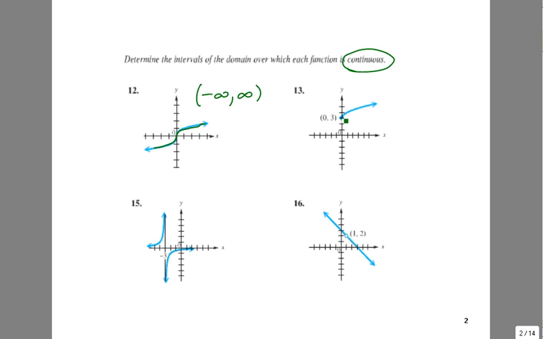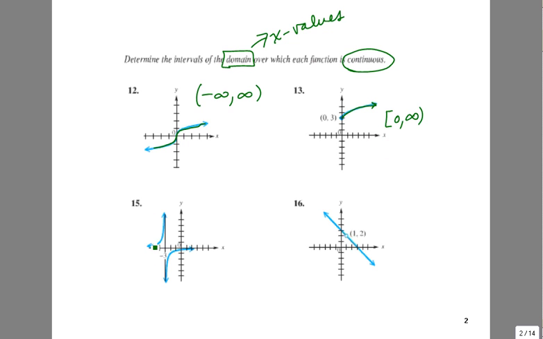Number 13 is also continuous on its whole domain. The problem is its whole domain is not the whole real numbers. It starts at 0 from the leftmost point to infinity. So remember, domain is your x values. Okay, so remember, we're really superimposing those down to the x-axis to see what x values are covered.